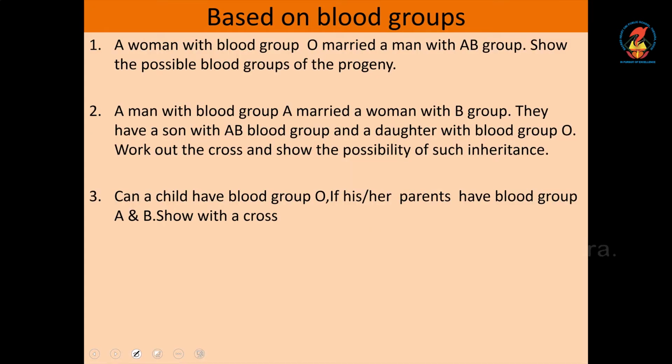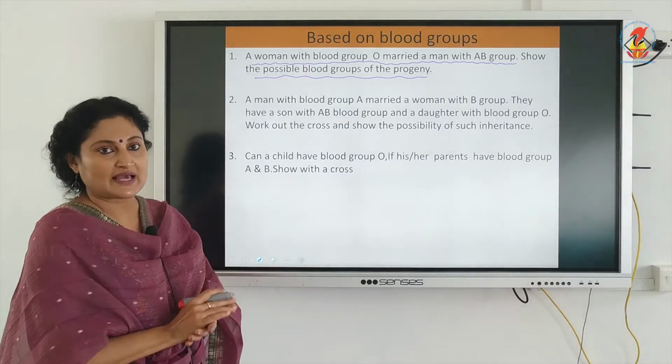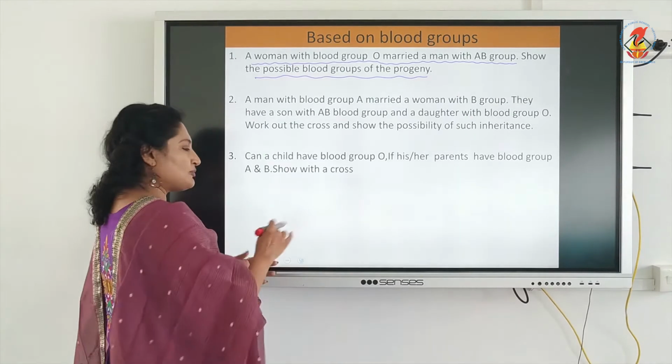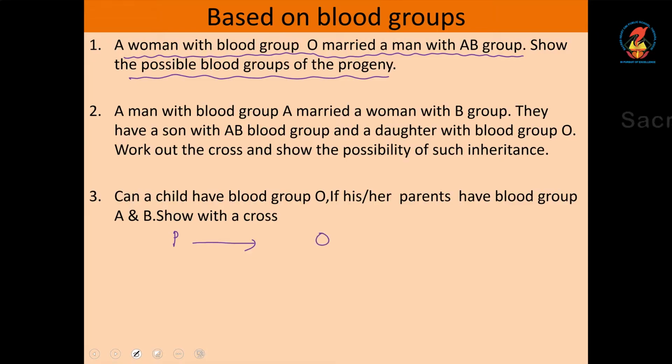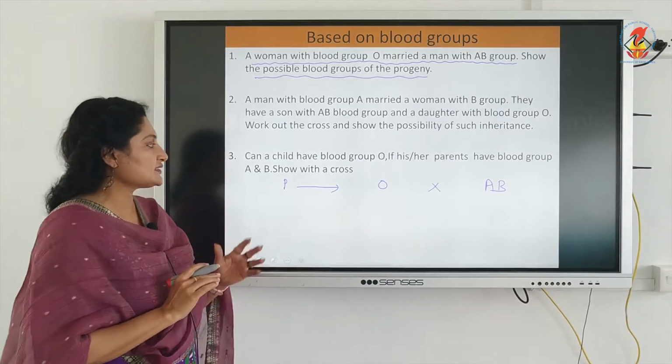So the problems: a woman with blood group O married a man with blood group AB. Show the possible blood groups of the progeny. So here the gender does not matter, it is the blood group. I am not indicating the sex here. So parents: an O woman gets married to an AB man. It can be vice versa. Here the gender is not important, it is the blood group.